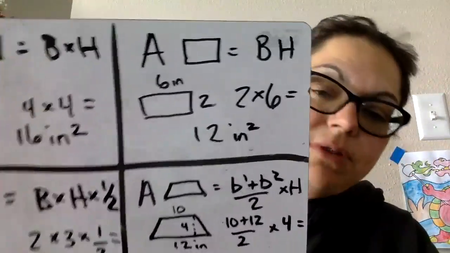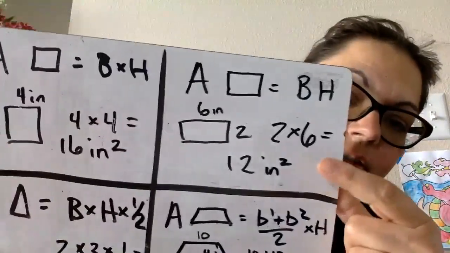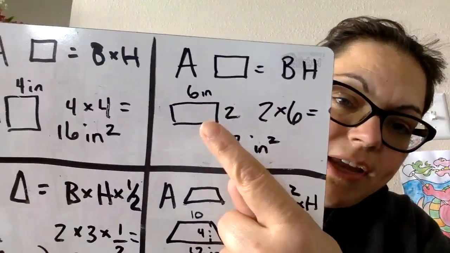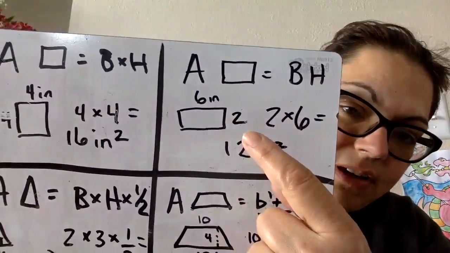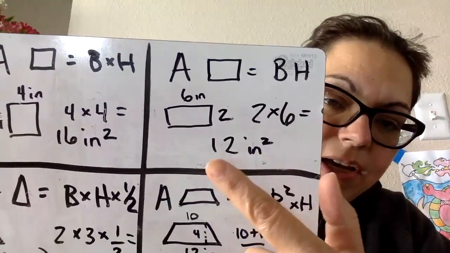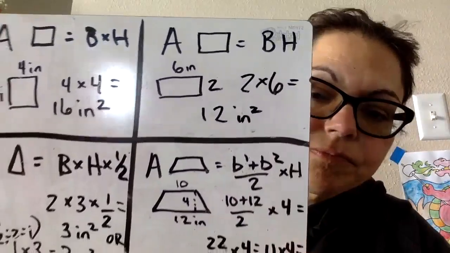Right next to it, we have another rectangle. So we can say base times height or length times width. And here I have 6 inches and 2 inches. So I would just multiply those, 6 times 2, and I get 12 inches squared.